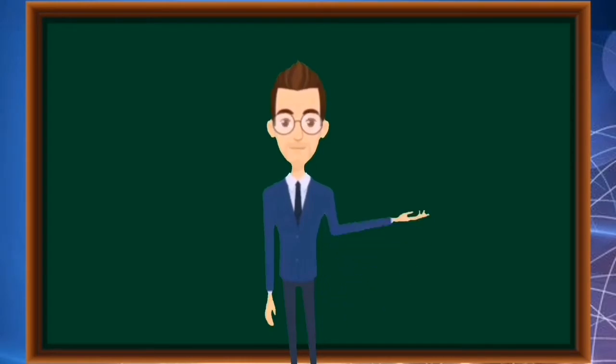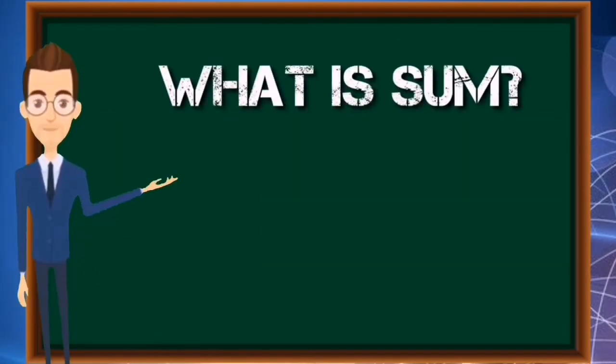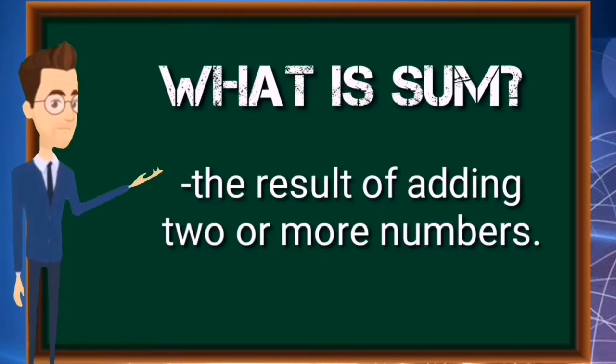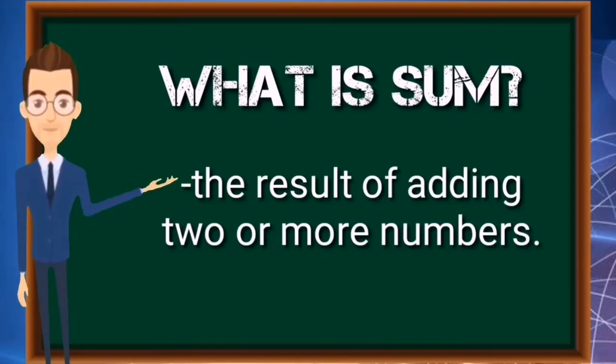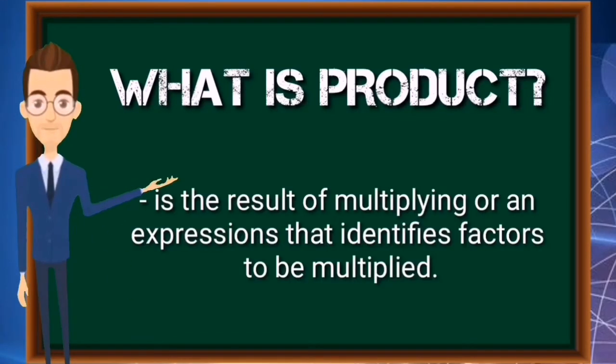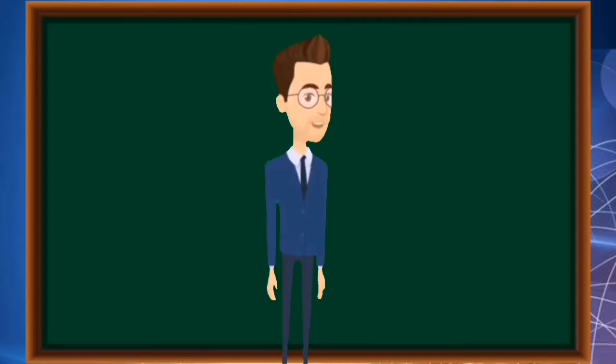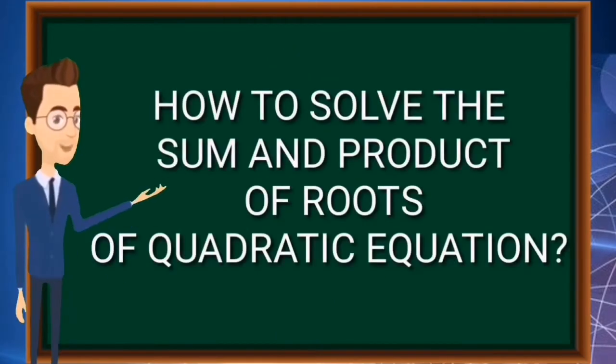Moving on to our topic, first we have to define the sum and the product. What is sum? Sum is a result of adding two or more numbers. What is product? Product is the result of multiplying or an expression that identifies factors to be multiplied. At this time, we will have another activity which helps us to understand and to identify the easy steps later on how to solve the sum and product of roots of the quadratic equation.